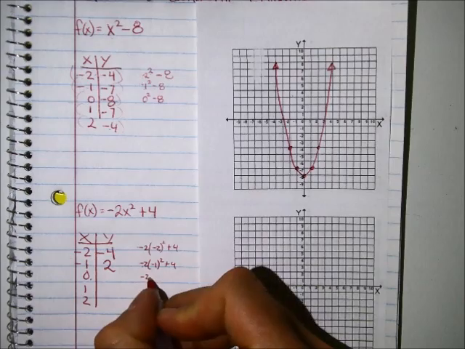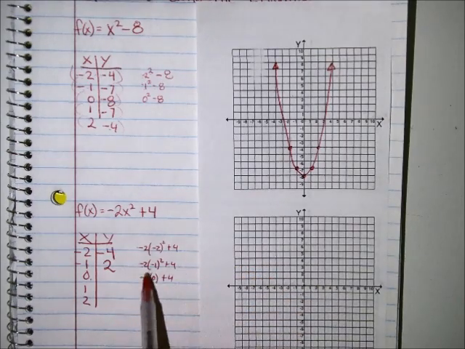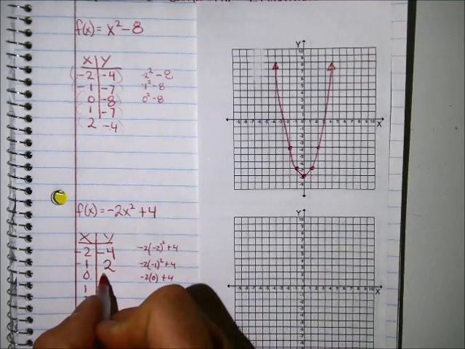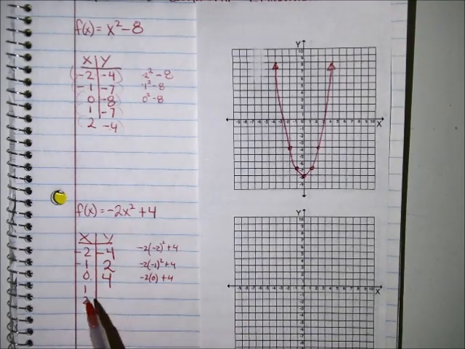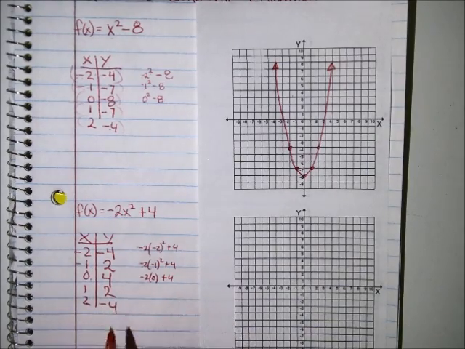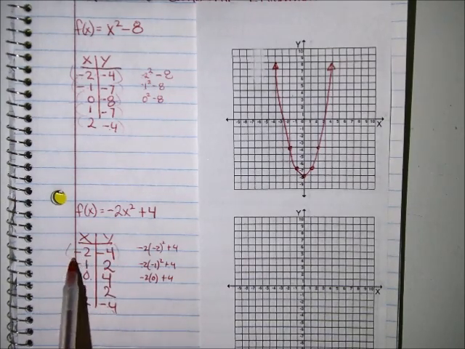Put 0, put it in there. I get -2 times 0 plus 4. 0 times -2 is 0, plus 4 is 4. And then it's symmetric, so if I put 1 in here, I'm going to get the same as a -1, I'll get 2. If I put 2 in there, I'll get -4. Right, same answers as above. Here, same deal. Graph it.